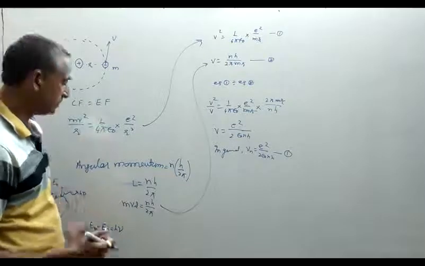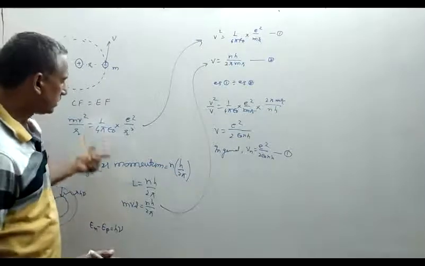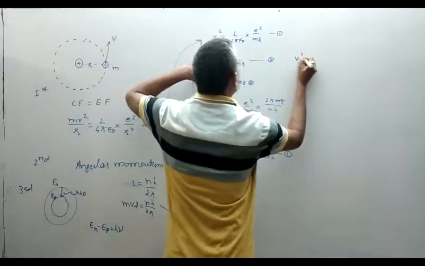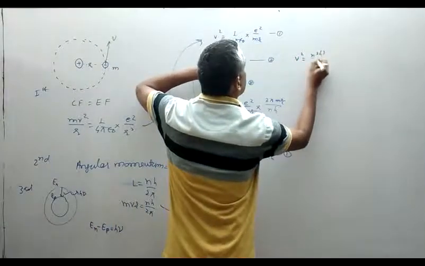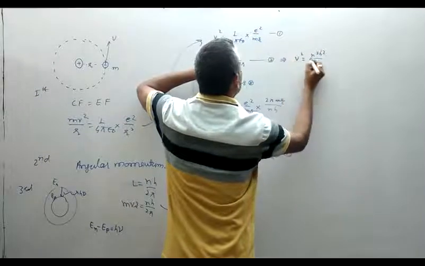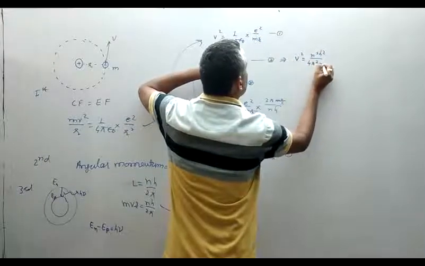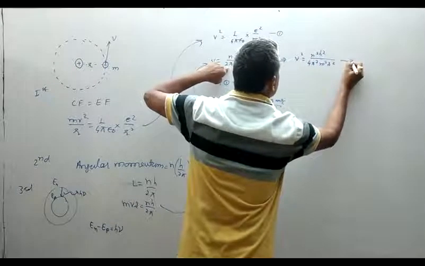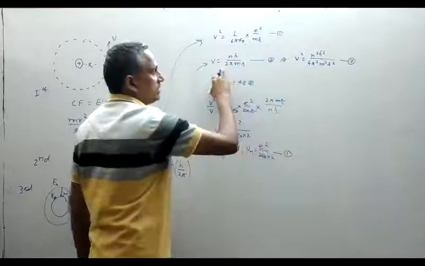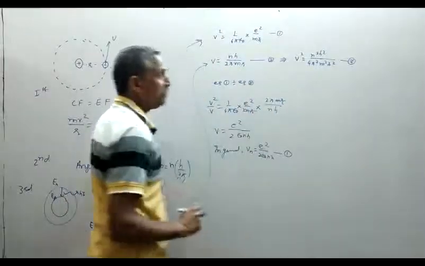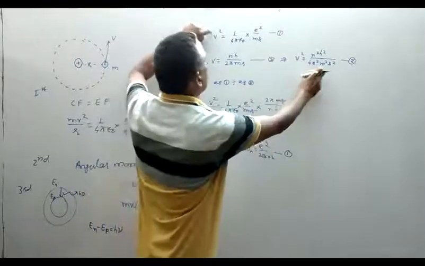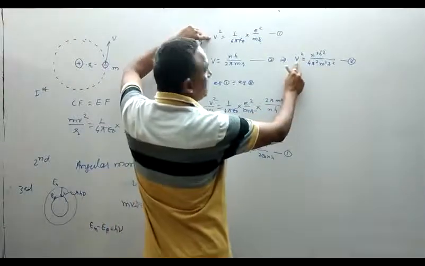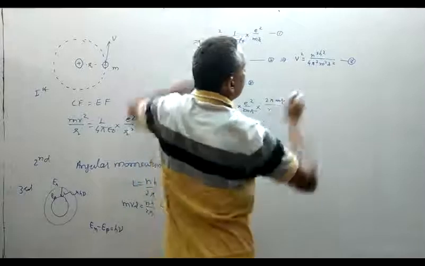of the electron in nth Bohr's orbit. We can rearrange this to get v square equal to n square h square upon 4 pi square m square r square. So in this way, this is another formula for velocity v square. From equation 1 and 2, the left hand sides are equal, so we can compare the right hand sides.